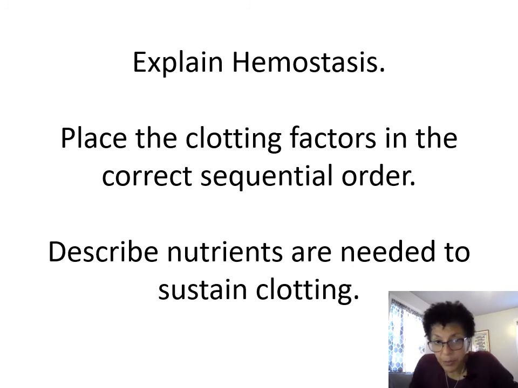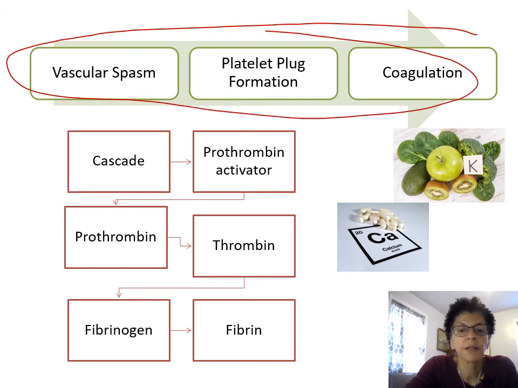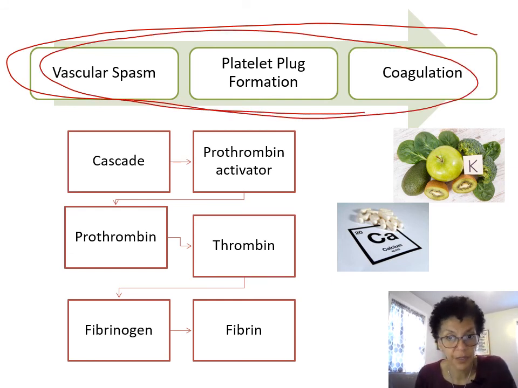So let's get into some of the processes. You should be able to take someone outside the class and at a fundamental level explain the process of hemostasis, put the clotting factors in their correct sequential order, and describe some of the nutrients that are required as part of the coagulation clotting process. So let's go over those briefly. Now at the top in the green arrow there, you have the steps of hemostasis right there. So those are the steps of hemostasis, okay?